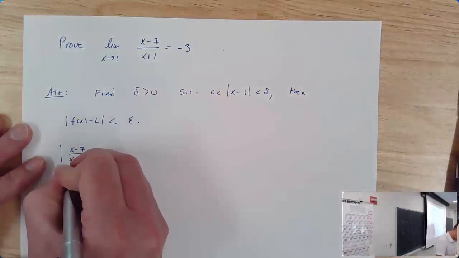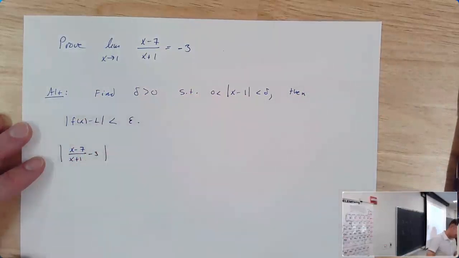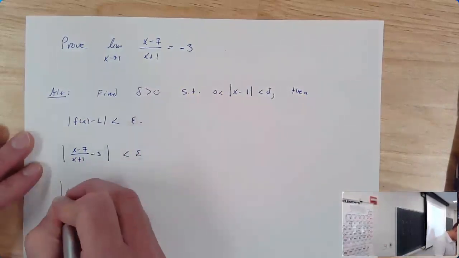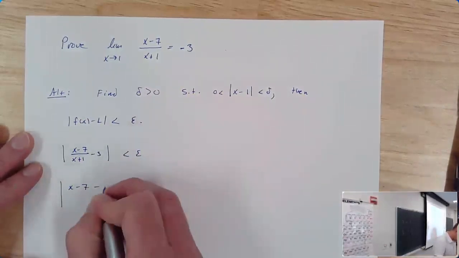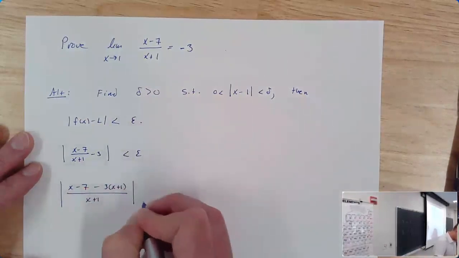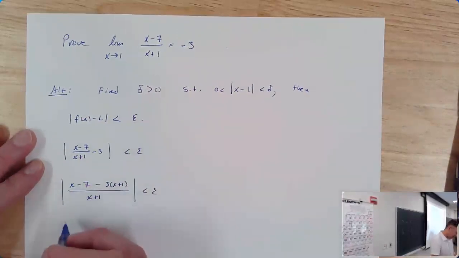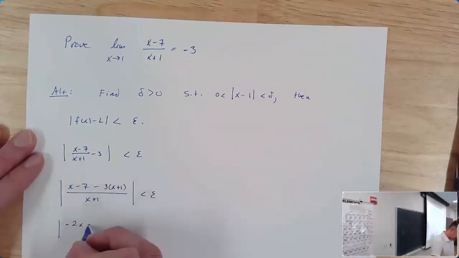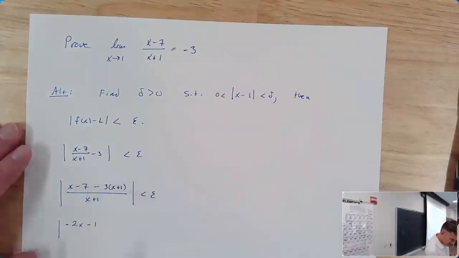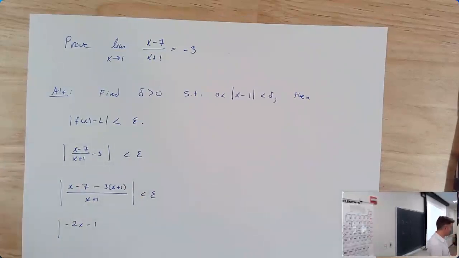I'm just plugging things in. And I'm probably going to get a common denominator here. So I've got the absolute value of x minus 7 minus 3 times x plus 1 all over x plus 1. And simplifying the top here, I've got x minus 3x, minus 7 minus 3. Right, minus 7 minus 3. I feel like I'm making a mistake there. Minus 7. Yeah, I feel like I did make a mistake, right?